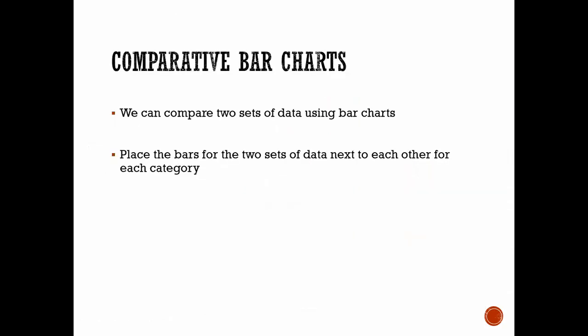So, additional information for you all. We can actually compare two sets of data using bar charts, which is known as comparative bar charts. Place the bars for the two sets of data next to each other for each category. So when you collect the data, you have categories, right? So you can place the bars for two sets of data next to each other to show the difference between the data collected.